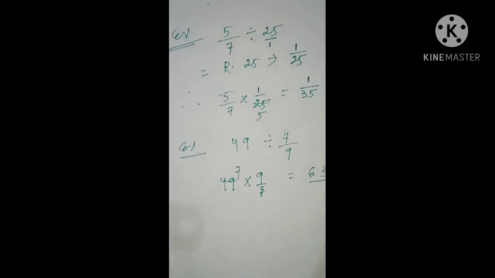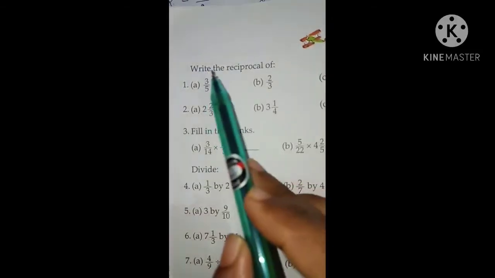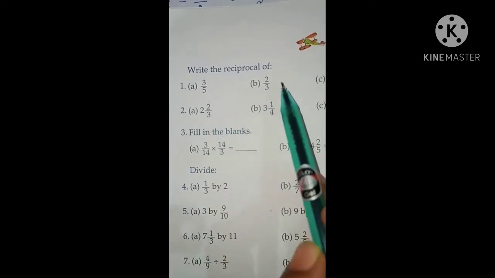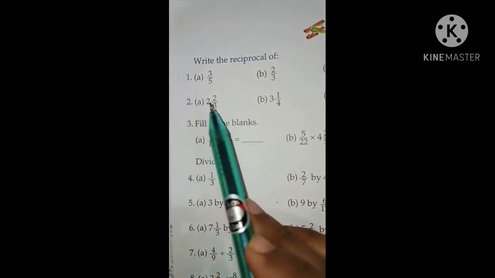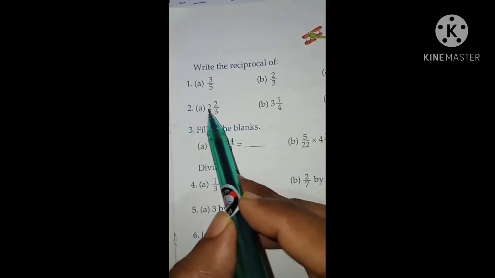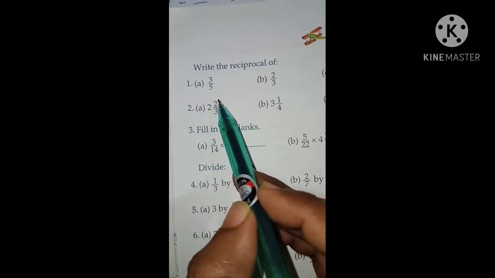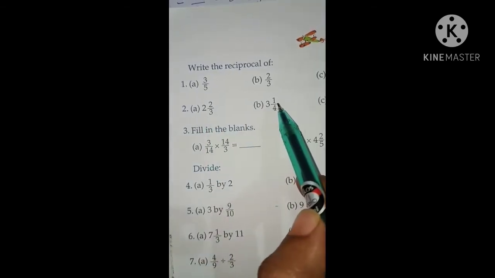Next you will start the exercise of this chapter. In this chapter, you just see here, very easy questions. The first one is the reciprocal of this number. Simply you can write 3 by 5 as 5 by 3, 2 by 3 as 3 by 2, 7 by 8 as 8 by 7. Similarly, this one has a mixed fraction. Next we will start question number 2. There is even a mixed fraction, that is 2 whole 2 by 3. First you should change it into an improper fraction, then write the improper fraction as top into bottom, bottom into top. Similarly, you can do this B number.